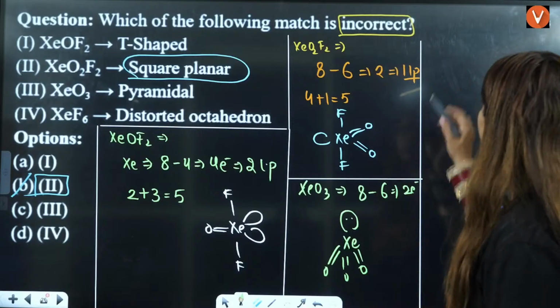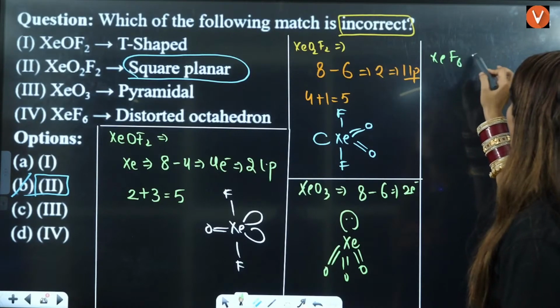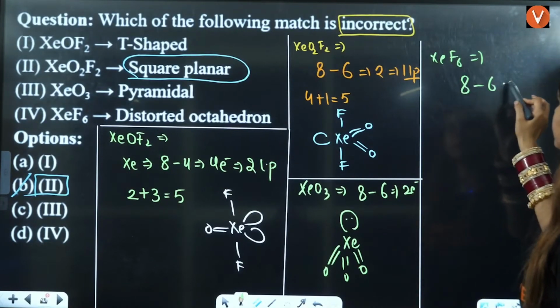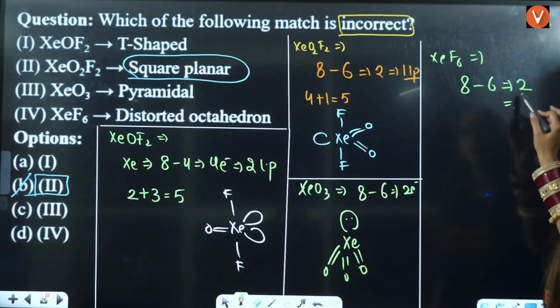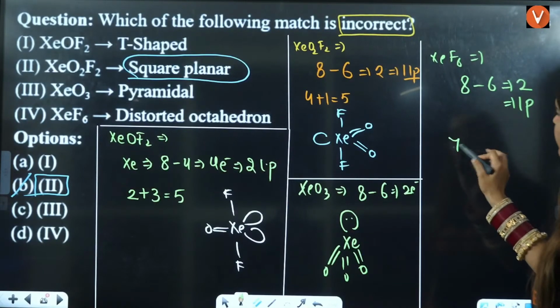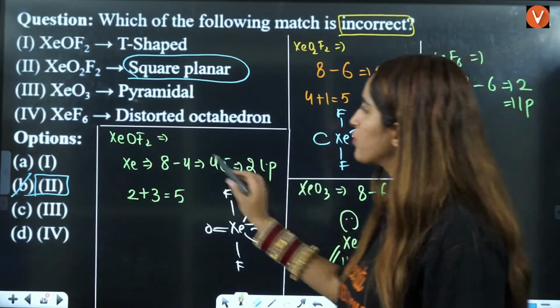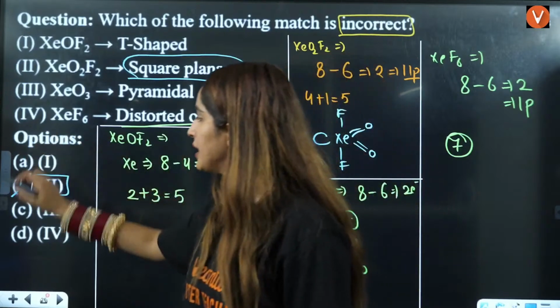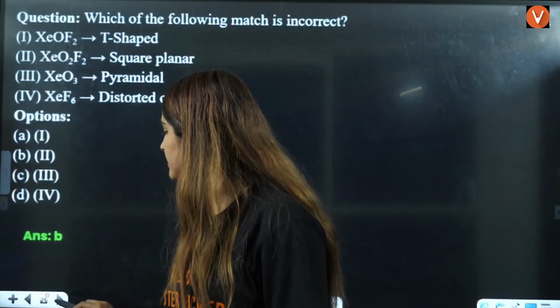Okay. Similarly for XeF6, what will you have? 8 minus 6, that is 2. So 1 lone pair. Total it is 7. So that is why the answer is going to be distorted octahedron. So the answer is B is the incorrect.